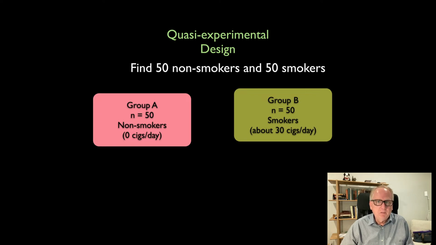Now notice that this isn't randomly assigned, right? I mean, sure, it looks like I randomly picked 50 people in Group A and randomly picked people in Group B, but I didn't actually take each person, flip a coin, and decide whether or not they were a smoker or a non-smoker.